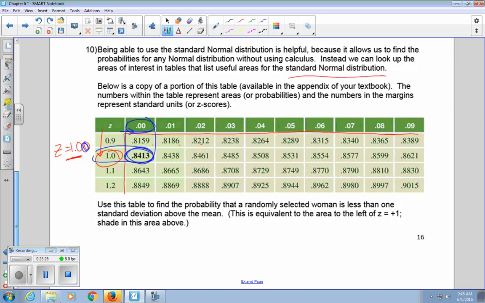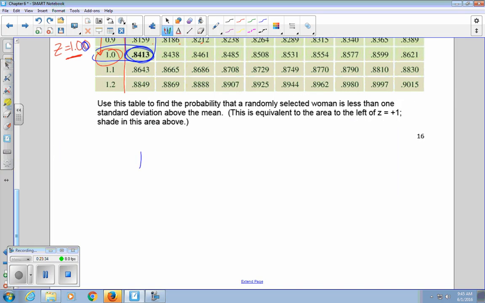64.9 inches. So let's write this out mathematically. Let's see, the probability of selecting a woman that's less than 64.9 inches is the same thing as saying the probability of getting a woman with a z-score that's less than 1, because when you standardize to 64.9, you find out that that's 1 standard deviation above the mean. And now reading that off the table, we find that's 0.8413.